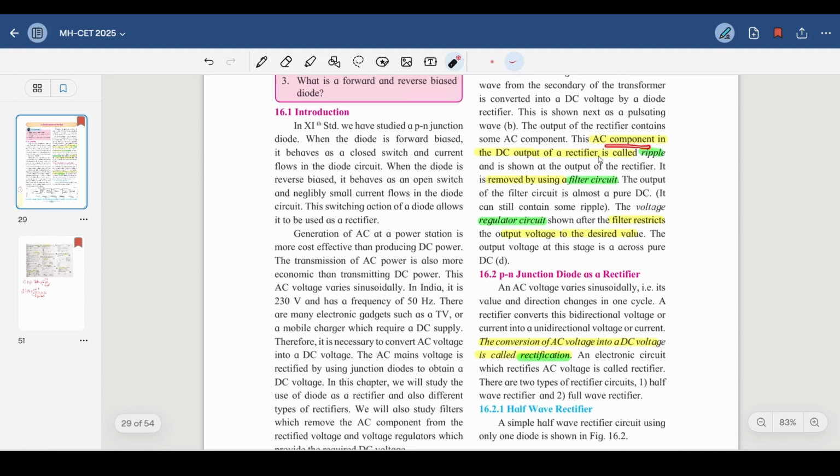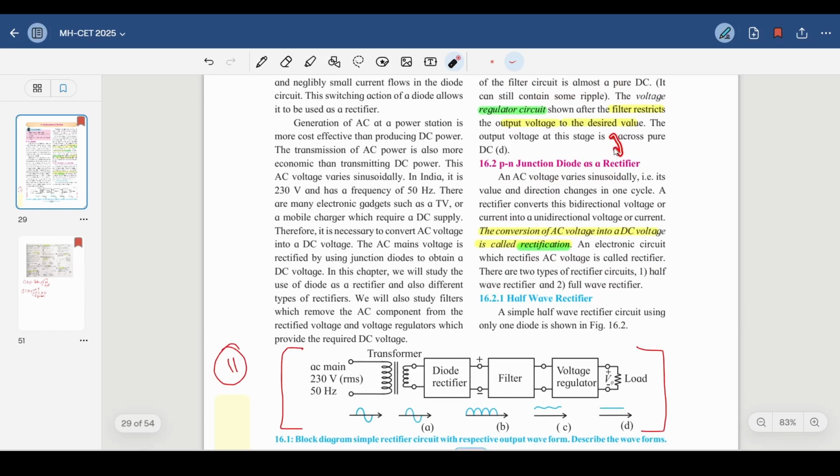Okay, see, the AC component in the DC is called ripple. How is the ripple removed? Ripple is removed by a filter circuit. Then the voltage regulator circuit will filter and restrict the output to the desired value. In case of a charger, the desired voltage could be 5 volts. Now next, we are going to study the rectifier circuit in detail.